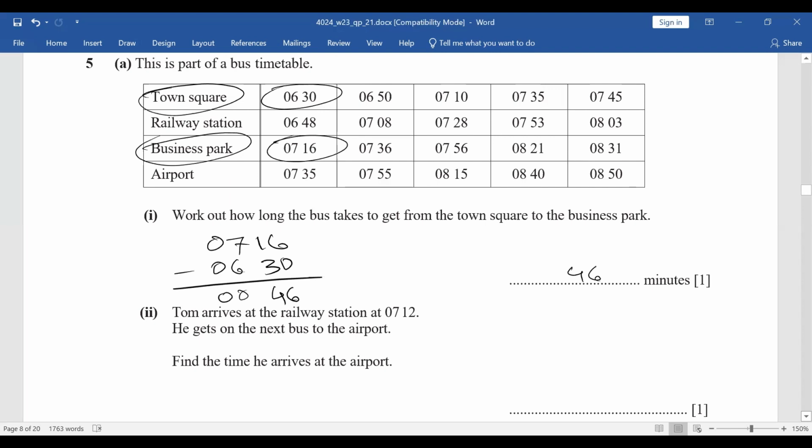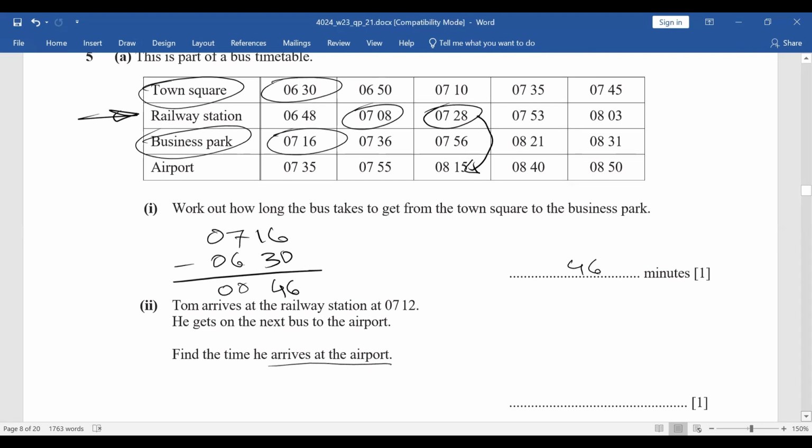Okay, he arrives at the railway station at 7:12. Railway station here, 7:12. So he missed this bus, 7:08. So he can get on the next bus, which is 7:28. Find the time he arrives at the airport. So this bus will arrive at the airport at 8:15. So the answer is 8:15.